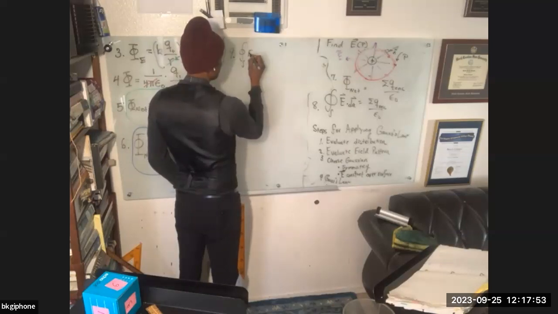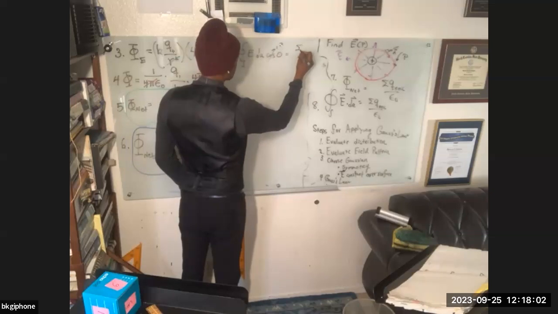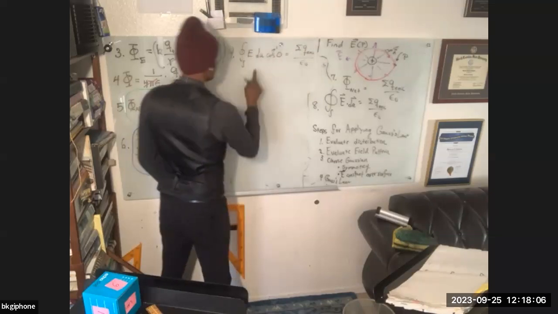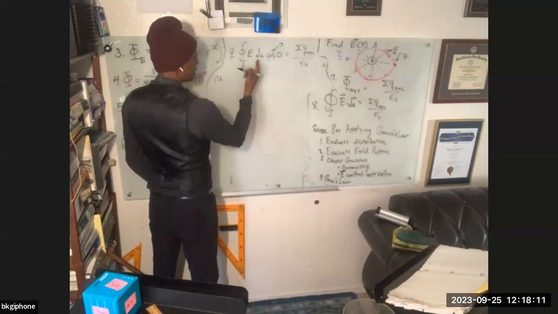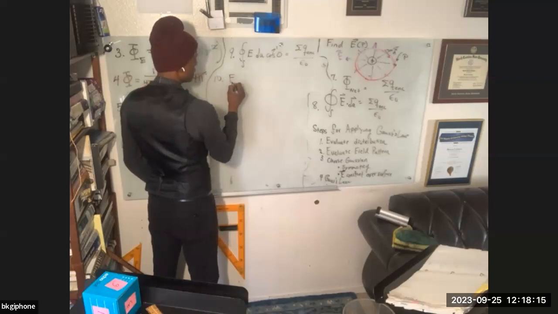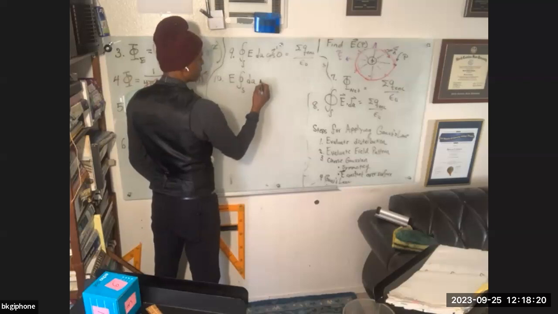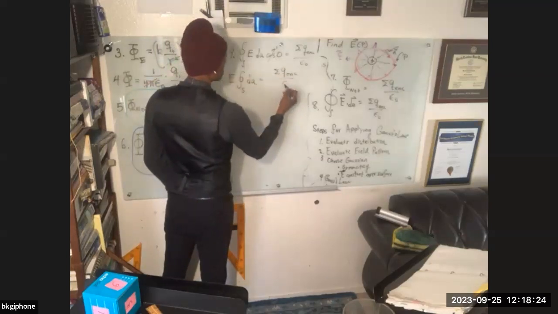So that's going to be E dA times the cosine of 0 degrees, which is 1 everywhere. That equals the total charge enclosed divided by epsilon naught. I'm just writing that down, keeping that going. So E is a constant over the surface, so it comes out. I have E times the integral over a closed surface of dA, equals the total charge enclosed divided by epsilon naught.